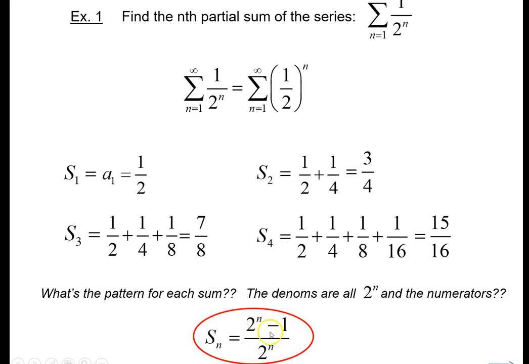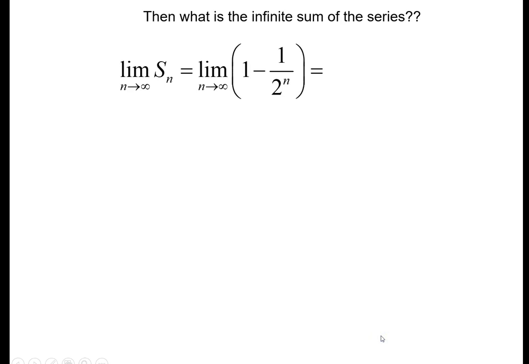Make sure you see where that's coming from. If you separate these into two separate fractions, 2 to the n over 2 to the n, of course, would be 1. So we have 1 minus 1 over 2 to the n. So if we take the limit as n approaches infinity, that would do what to this denominator? This denominator, 2 to the n, would get larger and larger, so this fraction would approach 0. And so our limit would be 1. So we would say the sum of this infinite series would be the limit of the nth partial sum, and we just calculated the limit of the nth partial sum to be 1. So we would say that the series converges to 1.